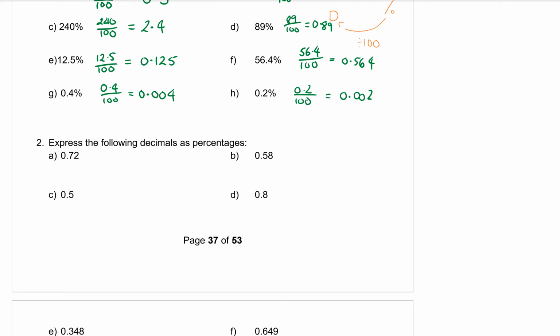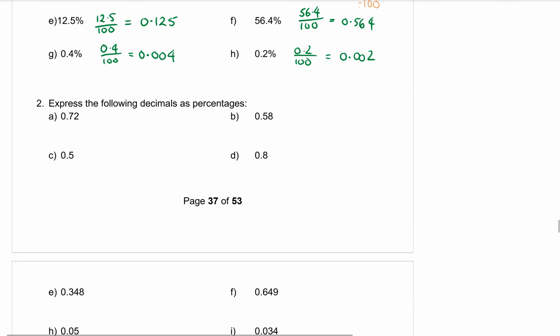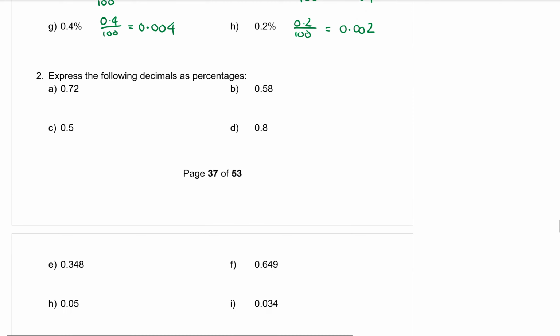I probably gave you the hardest ones because they were decimal points. So 0.004 and 0.002. Did everyone get that? I did 0.04. Then you're one place out. Because it's already all decimal points there, you've got to go two more back. Yeah. Okay. All right, question 2.